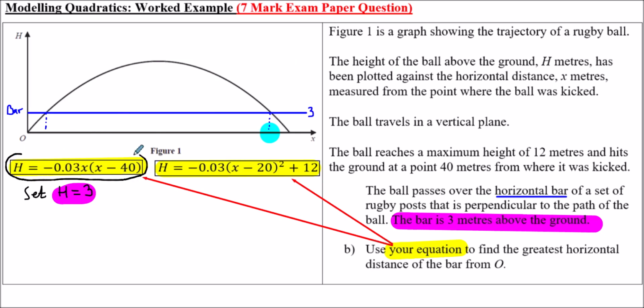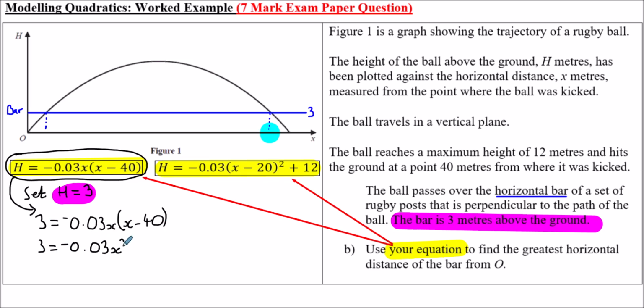So we just sub in h is 3 and then solve this equation. So 3 equals minus 0.03x brackets x minus 40. We can expand this out now. So we get 3 equals minus 0.03x squared, and then minus 0.03x multiplied by minus 40. If you use your calculator, that comes out as positive 1.2x. We can now rearrange this into the standard form of a quadratic, set it all equal to 0, and then use the formula to solve it. And so we then get 0.03x squared minus 1.2x plus 3 equals 0.